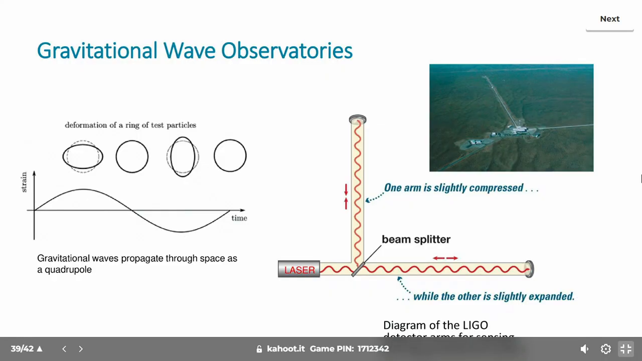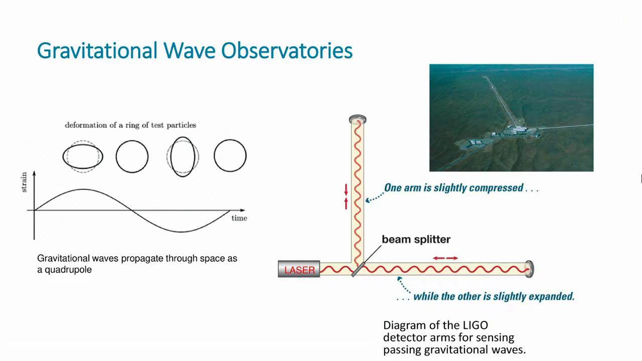And then the last type of observatory that we've come up with is to study gravitational waves. Electromagnetic waves travel through space in 2 dimensions. When the electric field oscillates in one direction, the magnetic field will oscillate in a direction perpendicular to that one. That's called a dipole moment. Gravitational waves will oscillate through space in what we call a quadrupole moment.